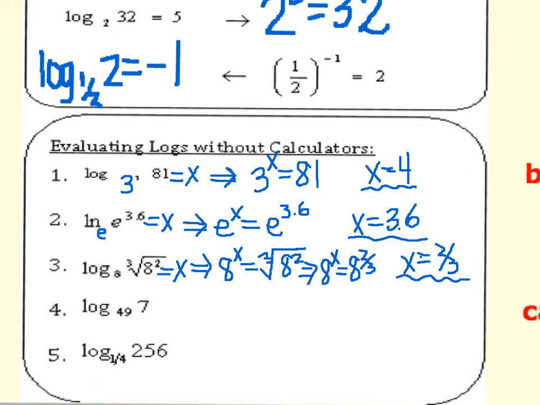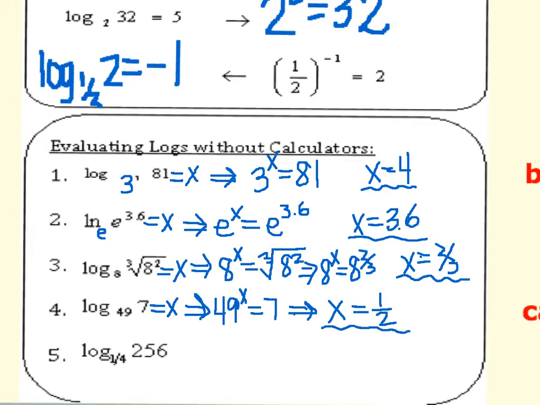So what we're really trying to do is make it so that we've got the same base on both of them. So number 4 here, I can set it equal to x. So my base is 49. This becomes 49 to the x power equals 7. Well, if you think about it, it's the square root of 49, which is 7. And instead of doing the square root, that's the same as the 1/2 power. So my answer here, x equals 1/2. Because 49 to the 1/2 power, that's the same as taking the square root of 49.